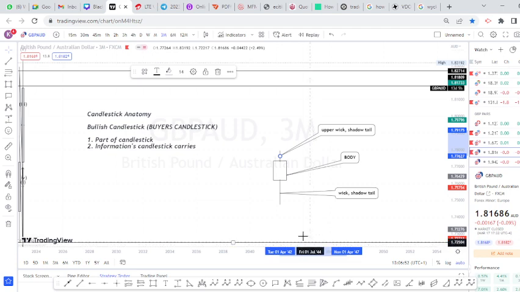Upper shadow or upper wick. Then we have the other one to be the down shadow, or wick or tail, whatever you want to call it. Okay, so let's move to the information that a candlestick carries.